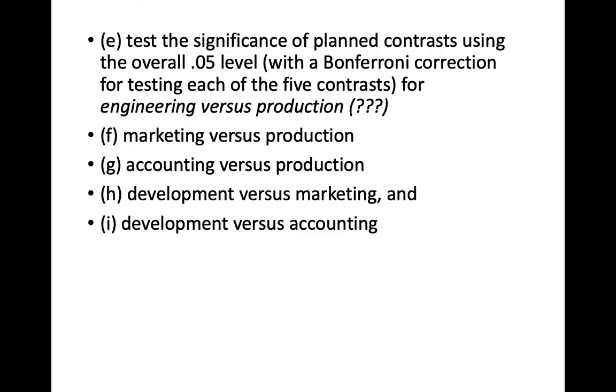Okay, the next part of the question asks you to do planned contrasts using the overall 0.05 level with a Bonferroni correction, testing for each of the 5 contrasts. It starts with engineering versus production, and then goes on to marketing, accounting, development, and so on. I don't know about you, but this engineering versus production was not in the original problem. That seemed to be added. We only had 4 groups in the original problem, so I didn't get that.